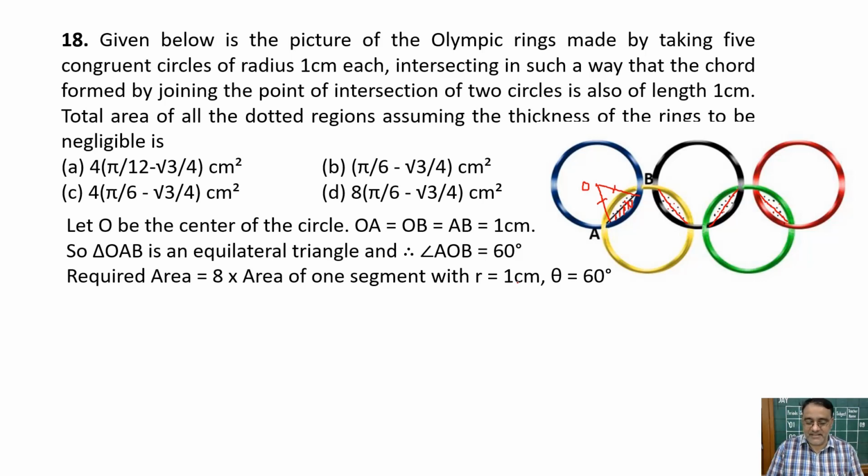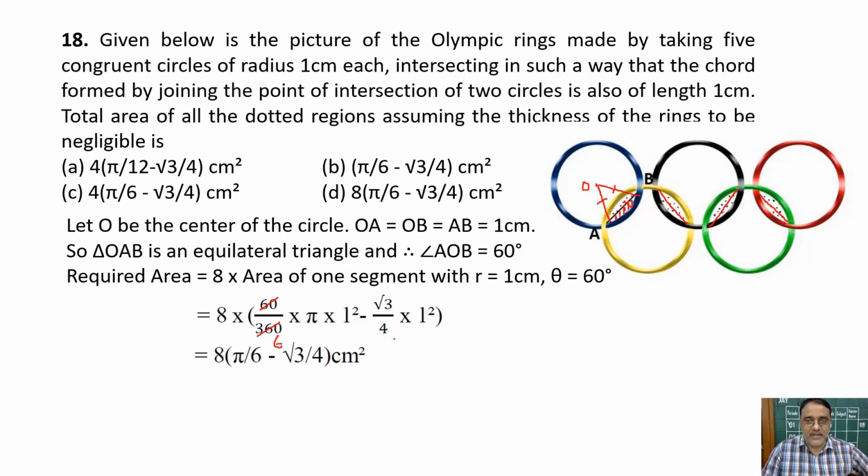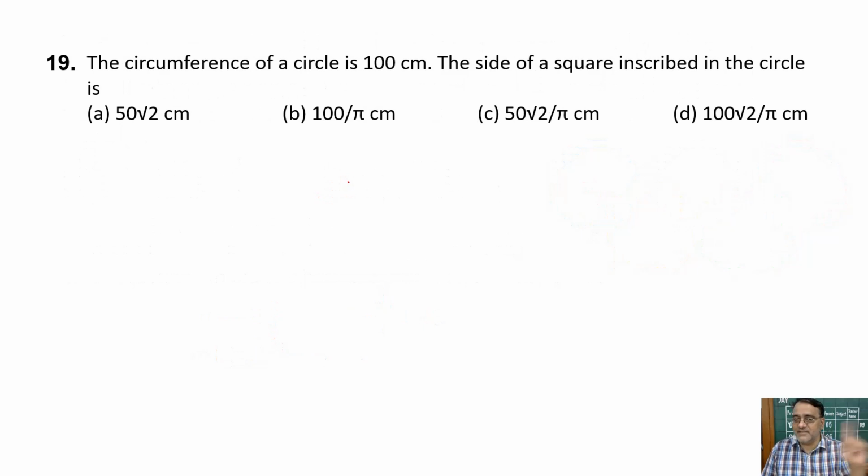area of sector, that is theta upon 360 into pi r square. Theta is 60 degree and minus root 3 upon 4 side square, that is area of equilateral triangle. So values हम लोग substitute कर दिए, तो ध्यान से देखो, ये 6 हो जाएगा. So it will be pi by 6 and this will be root 3 by 4. So 8 into pi by 6 minus root 3 by 4, and the correct option is Option D. Option D, right.